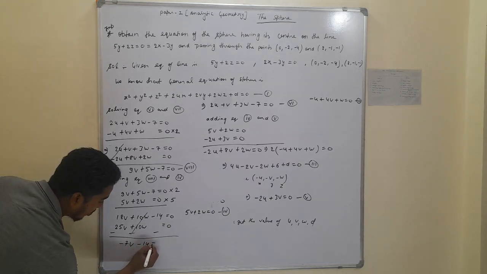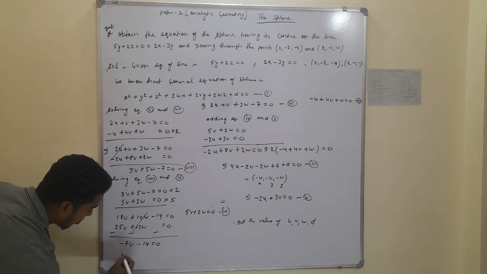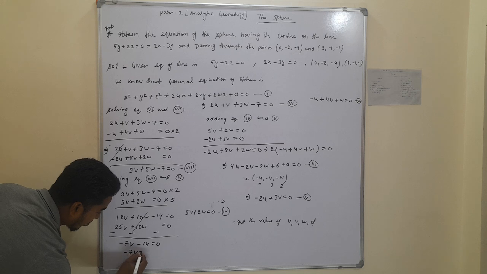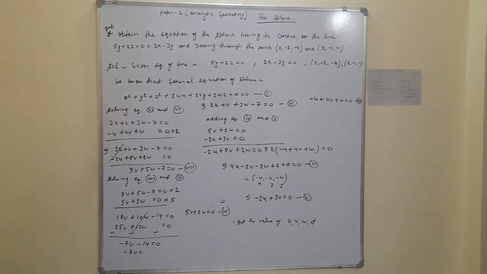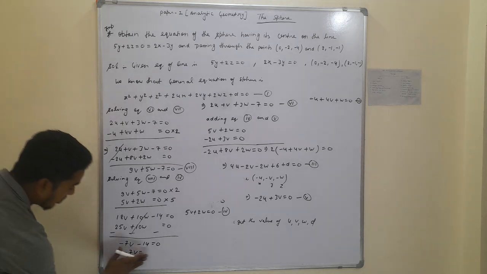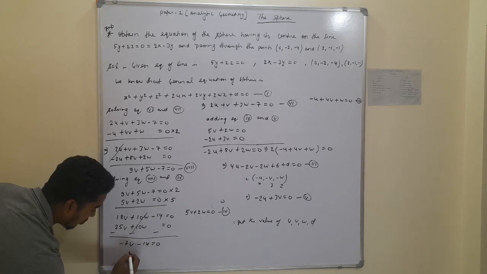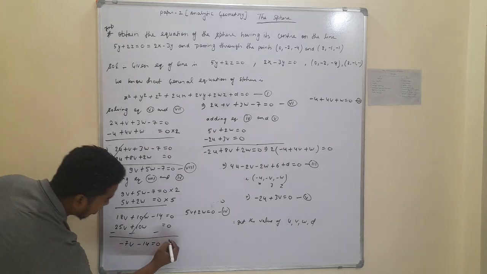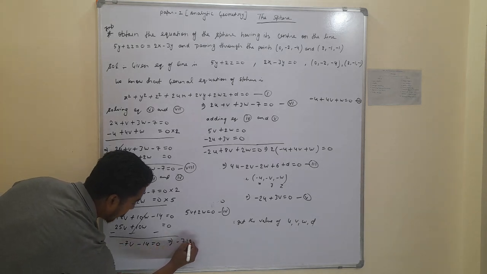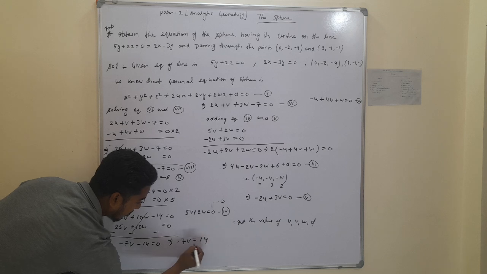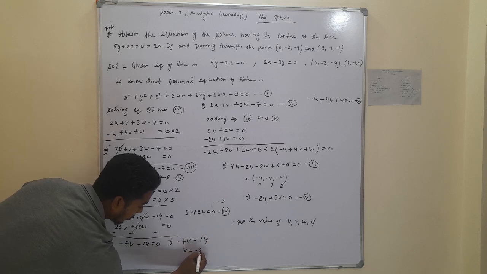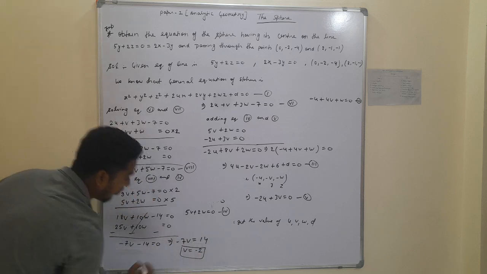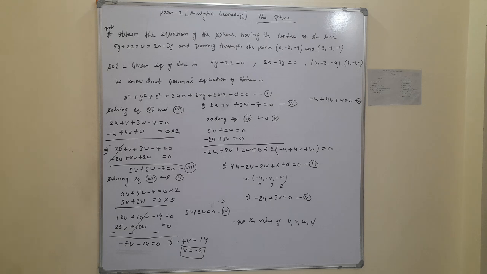Minus of 14b is equal to 0, and taking minus of 7b common and equal to 0, we get 7b plus... Similarly, once again writing here, this is minus of 7b is equal to plus of 14, and b is equal to minus of 2. We get the value of v. v is minus of 2.